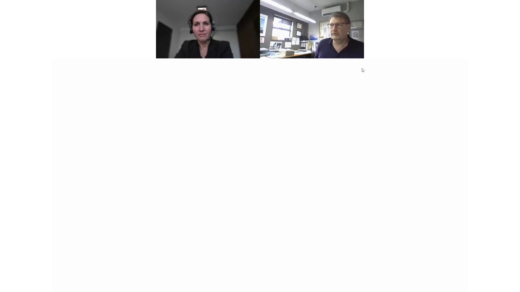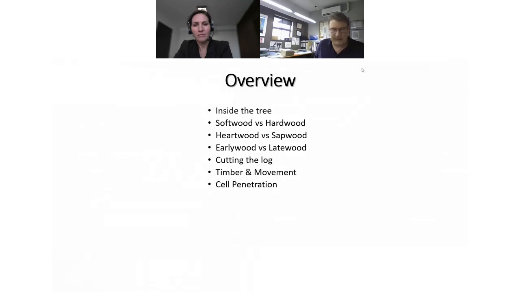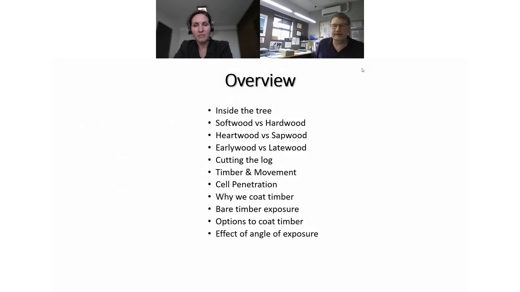Just very quickly, as we looked at inside the tree, we looked at softwoods and hardwoods, we looked at heartwood and sapwood, we looked at early wood and late wood, cutting a log, timber movement, cell penetration, why we coat timber, bare timber exposure, options to coat, and effects of angle exposure, paint splitting, and some brands literature.